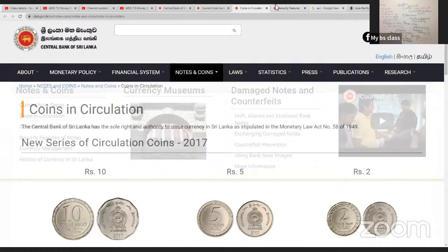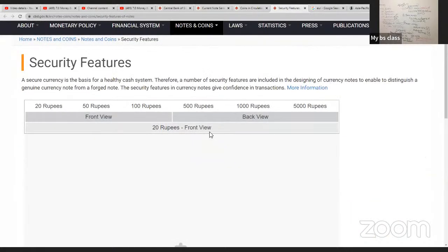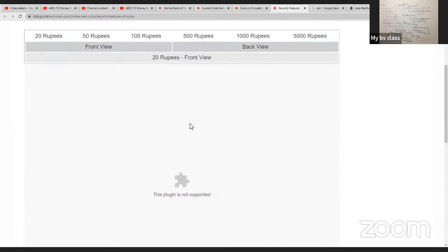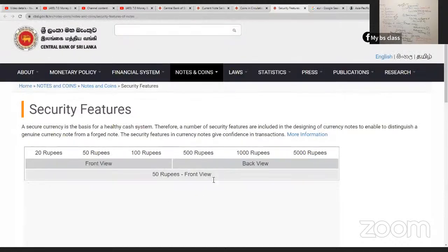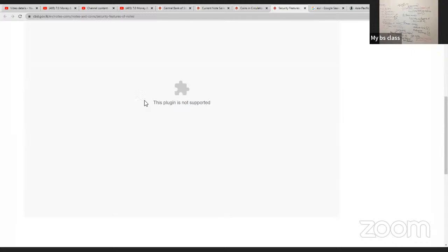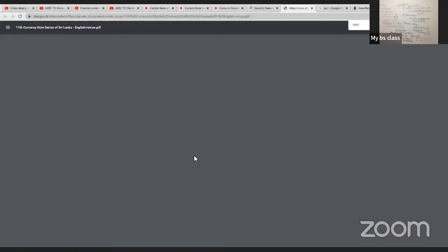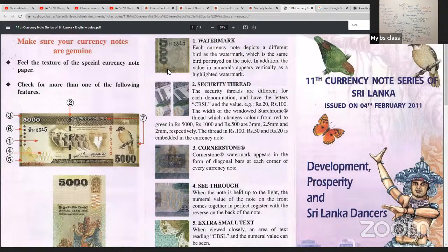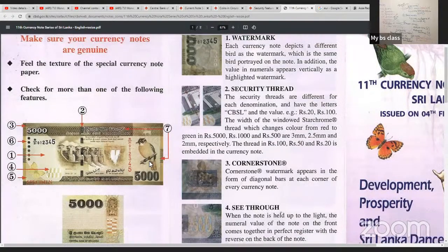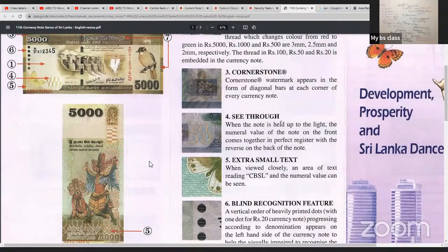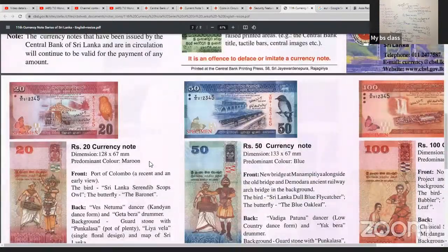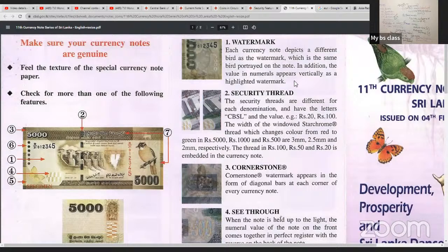Well, so moving to the security features. There are the security features. Yes, you can get some detail or knowledge, but those are something additional. You can get the security features. Then, you can get the 5,000 note, right?